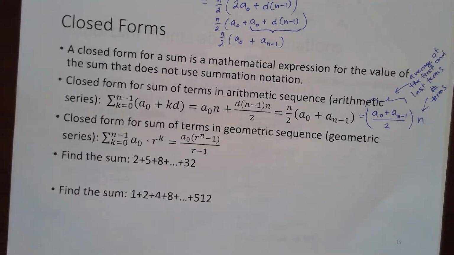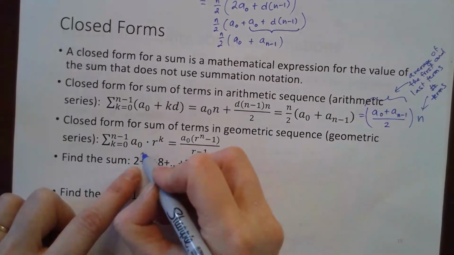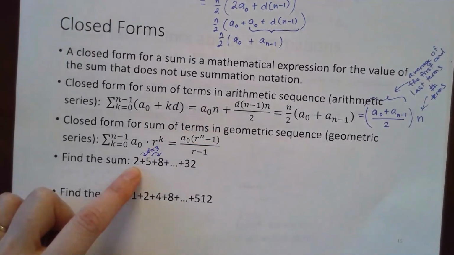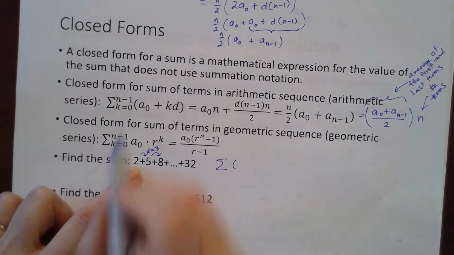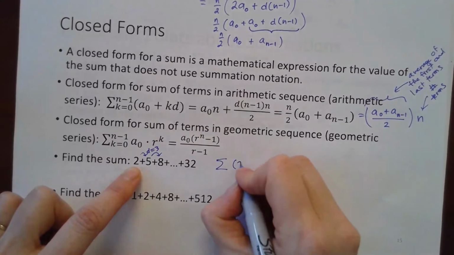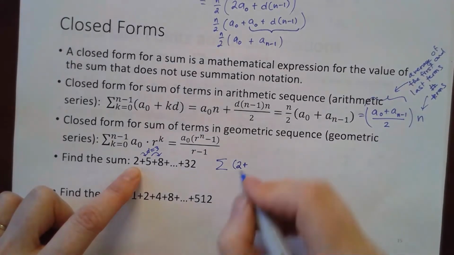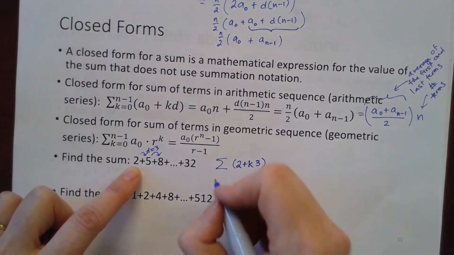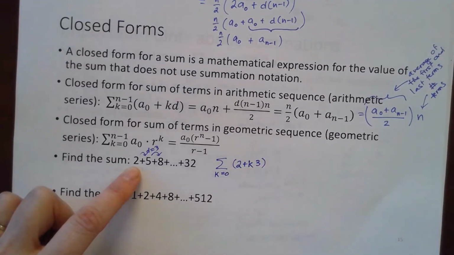to quickly find sums. So let's say you needed to find the sum of 2 plus 5 plus 8 plus, continue the pattern and then stop when you get to 32. So 2 is clear. What's the common difference that's being added every time? 3. Yeah, so the common difference is 3. So we're looking at a summation, and our a sub 0 is 2. That's where we're starting. So we're adding 2 plus some number k times our common difference of 3, and we're starting at k equals 0.